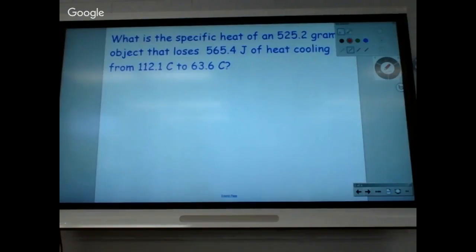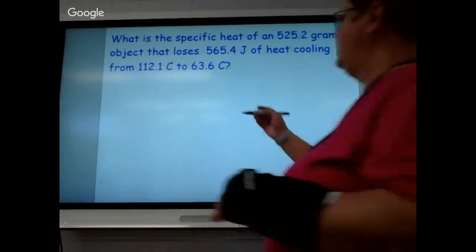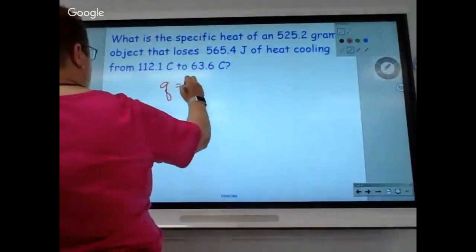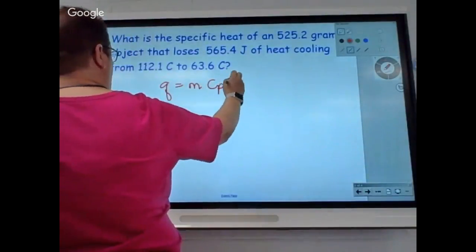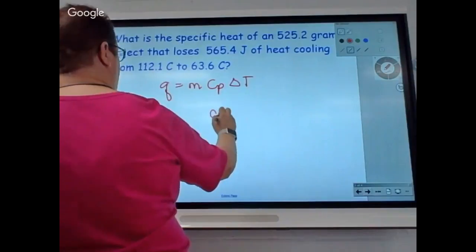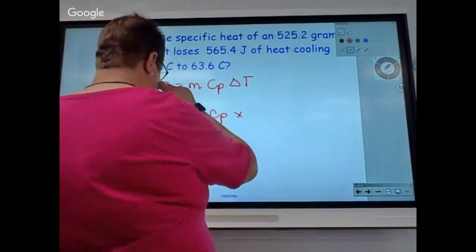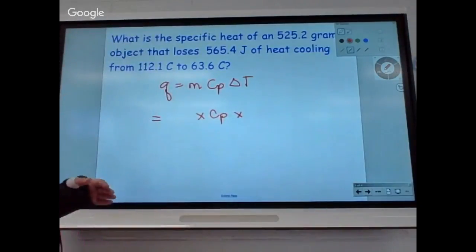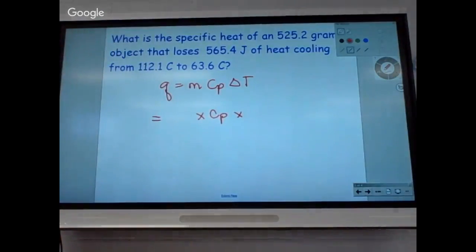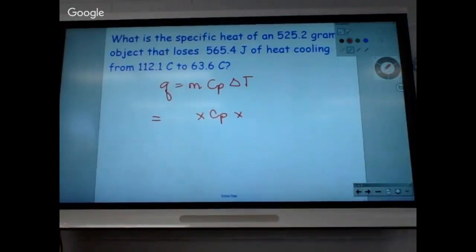All right, you ready? So, what are we solving for this time? Specific heat. So what variable is specific heat? Okay. So we're looking for that variable. So that means we got to have the other three given to us because CP is the one we find on the reference table. So that means everything else is given. So what is something we know? Okay, what's the heat?